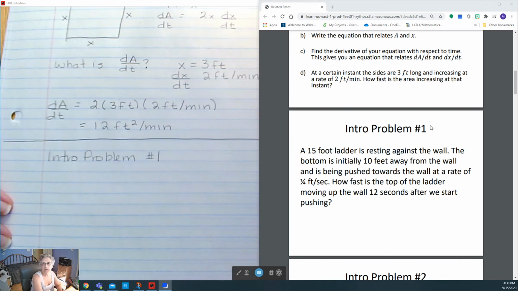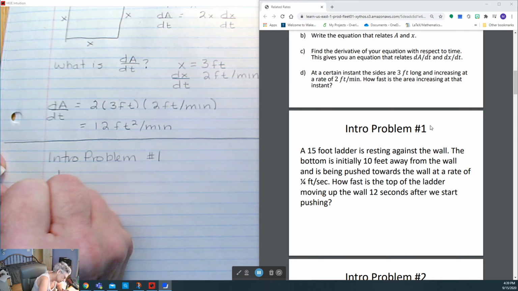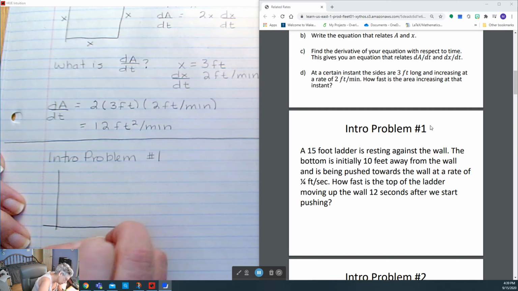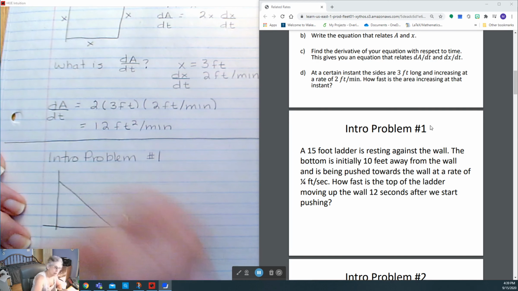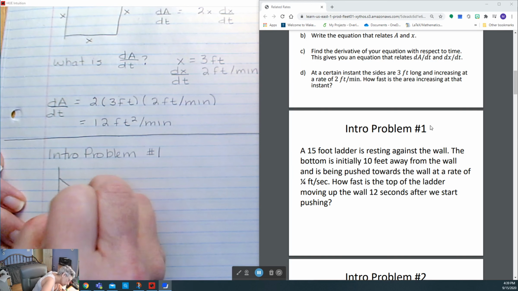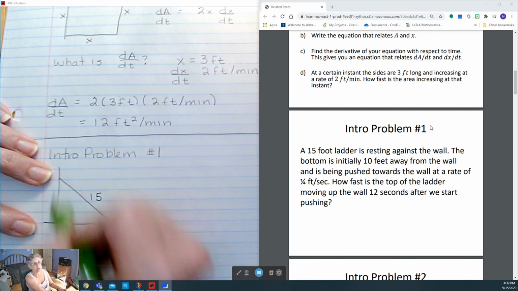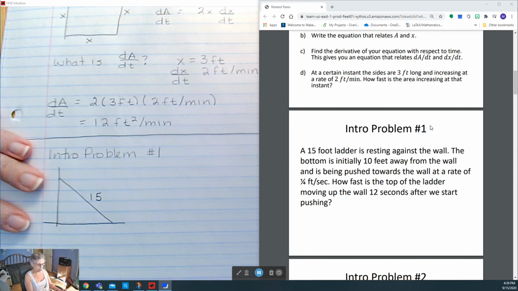We have a 15-foot ladder resting against a wall. The bottom is initially 10 feet away from the wall and is being pushed towards the wall at a rate of 1/4 feet per second. So here's my wall. Here's my ladder. I'm going to label the ladder 15 feet because the ladder's not going to change. Now, how far the ladder is from the building is going to change, and how far the top of the ladder is from the ground is going to change.